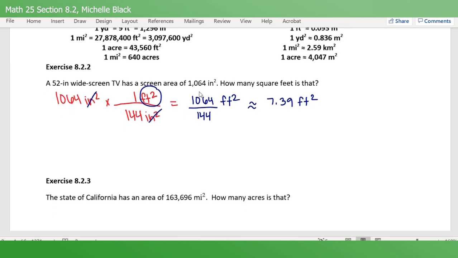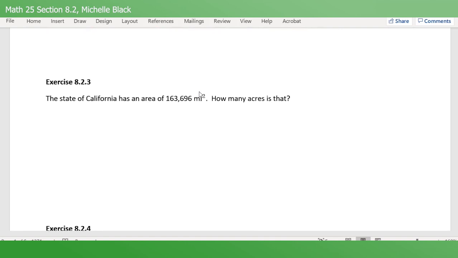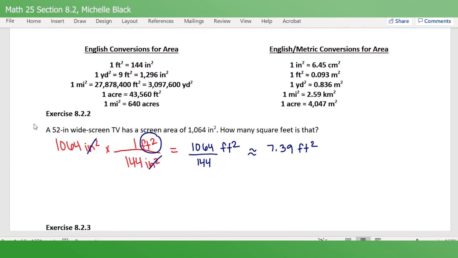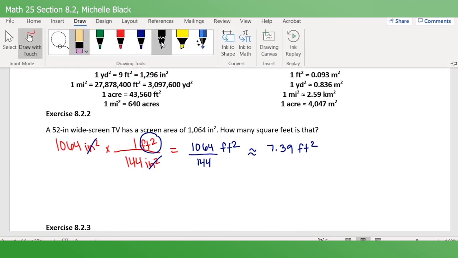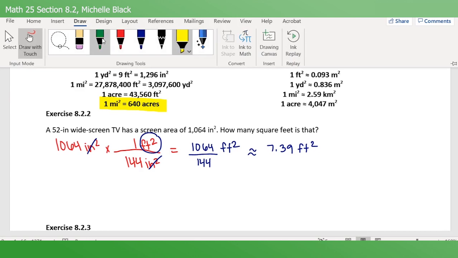All right, let's look at problem 3. So the state of California has an area of 163,696 square miles. How many acres is that? So we're hoping in the chart above that there is a conversion between square miles and acres. And there is a conversion for this. We see it at the very bottom of the first column. So in 1 square mile, there are 640 acres.